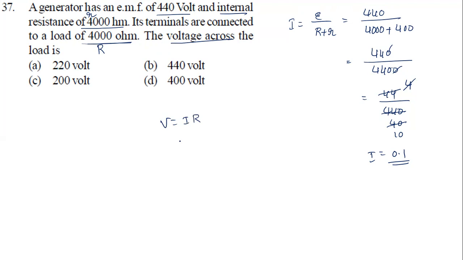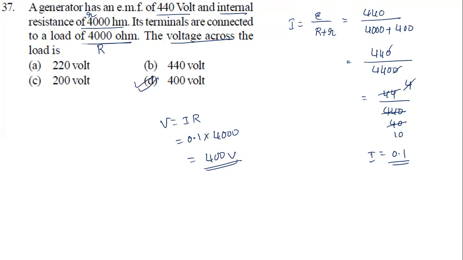Now I need to find the voltage across the load, using Ohm's law, V equal to I times R. So I is 0.1 into R, resistance is 4000. It will become 400 volt. So D is the right answer.